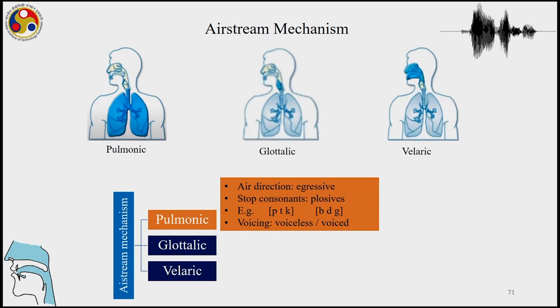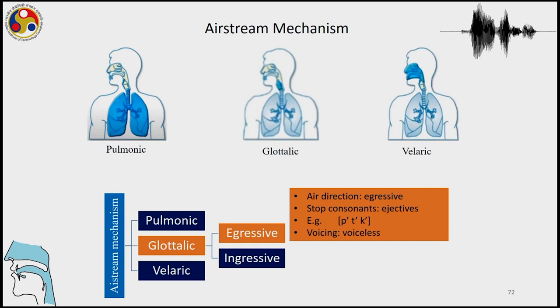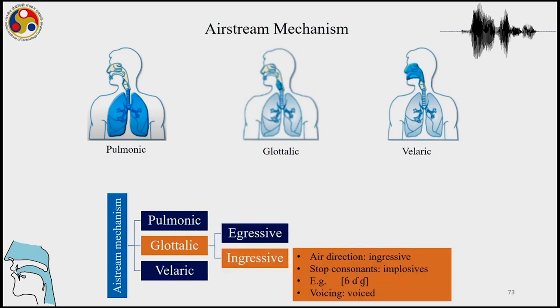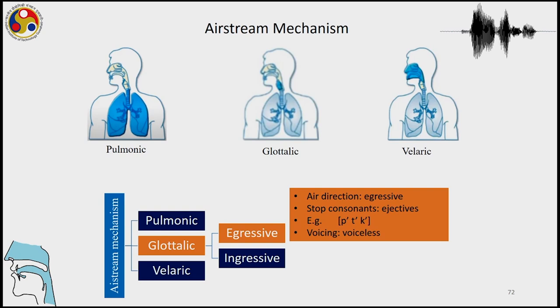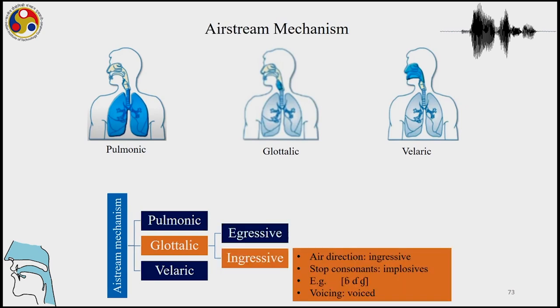And also then there are others like the glottalic, where the airstream is egressive and can produce sounds like ejectives, and we have mostly voiceless egressive sounds. And then we have, please note that this is the symbol that was used for the Quechua ejectives with the apostrophe, which we said that we will discuss later in the last lecture. And we already heard a few ejectives in Quechua in the previous lecture. And the other air direction that is possible from the glottalic airstream mechanism is that of ingressive. And the stop consonants can be implosives, and they are mostly voiced.